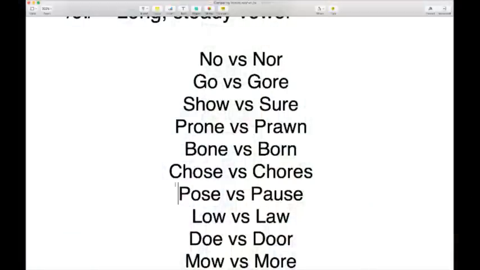Okay, so we have pose and pause. To pose is to pose for a picture, to be still and hold a position so that you look good for a picture. So remember that.